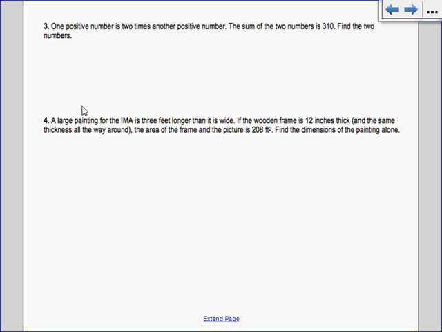All right, number 3. So one positive number is 2 times another positive number. The sum of the two numbers is 310. Find the two numbers. So you could make your numbers x and y if you want to do 2 variables. Or you can just say, okay, well, I'm going to let x equal my first number. And then since I know the other one's 2 times the other one, 2x is going to be the second number. Right? So you don't have to use x and y. You could just do this all in one variable.